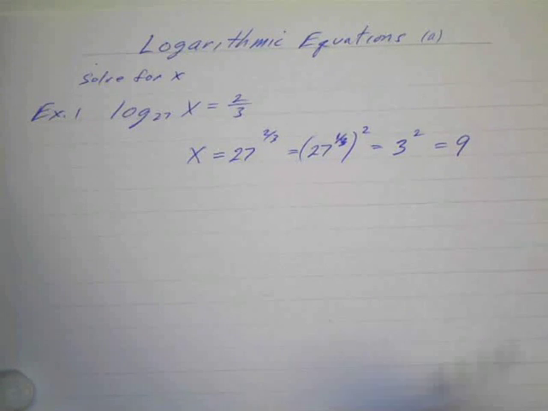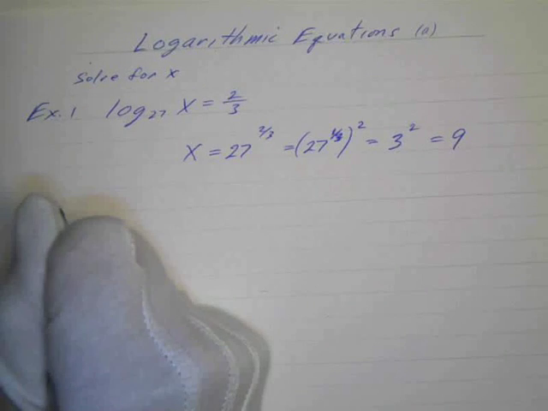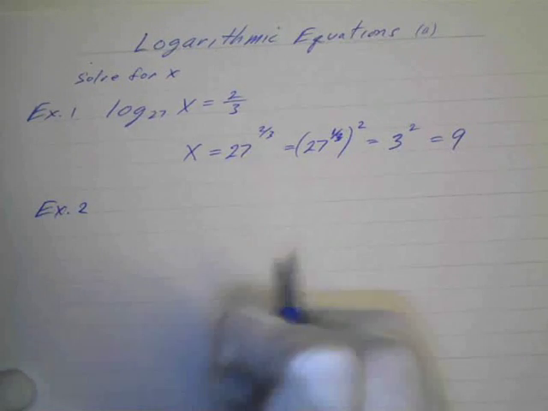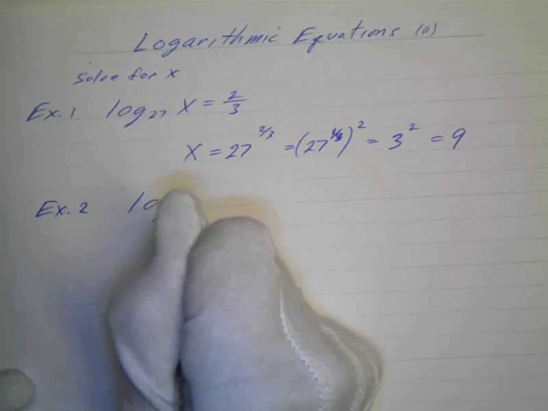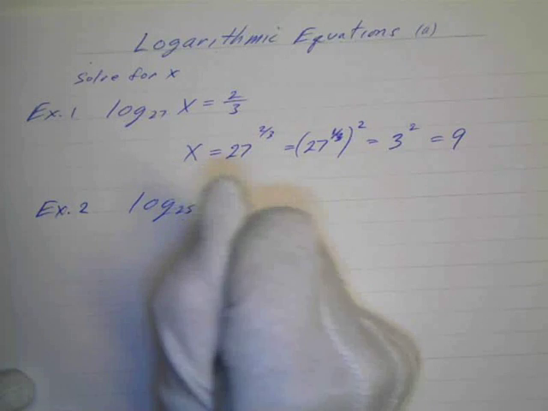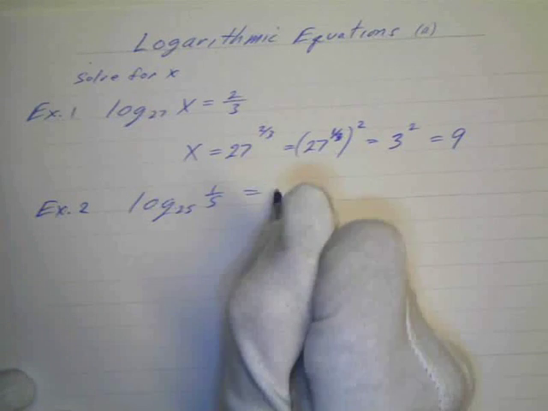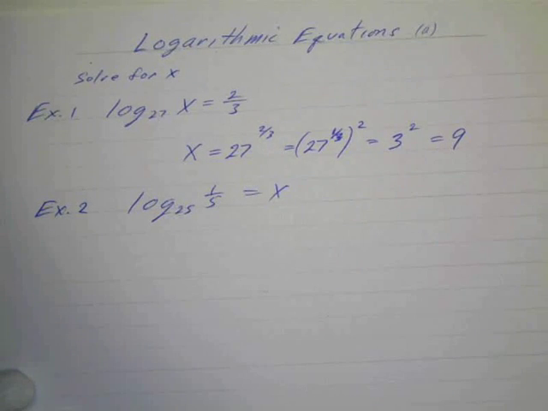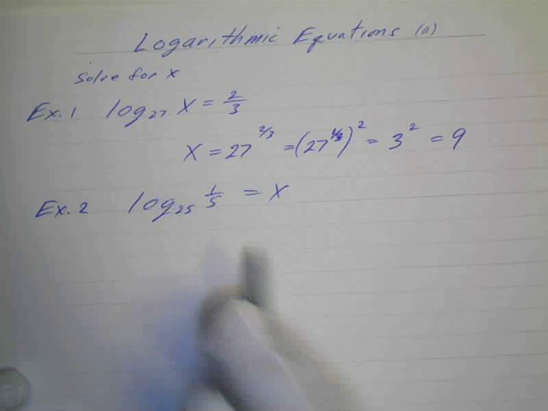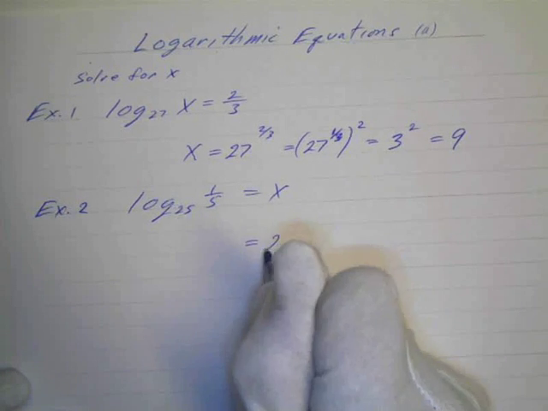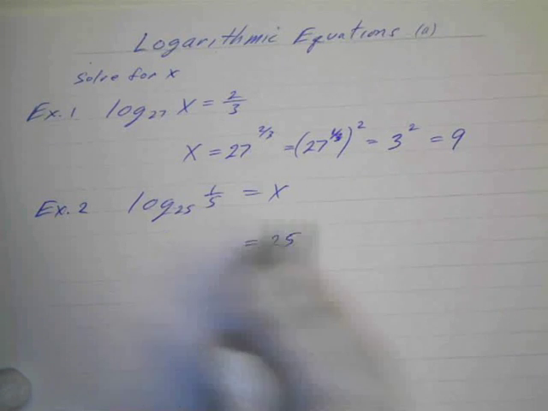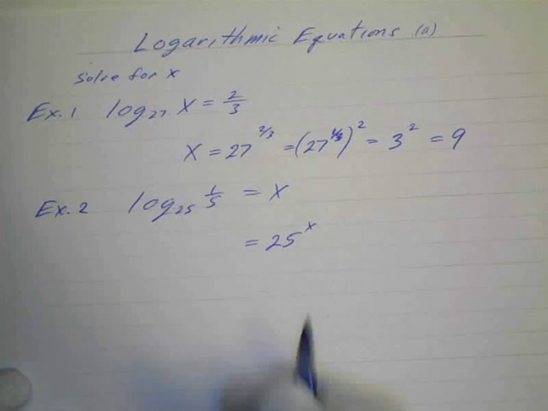All right, let's take a look at another example, example 2 here, of some kind of logarithmic equations we might see. So this is log to the base 25 of 1/5 equals x. So now my fraction's in a different place, so what am I going to do with it? Well, I can, again, change it to an exponential equation. What's my base? My base is 25. What's my exponent? My exponent is x. And what's my answer? My answer is 1/5.